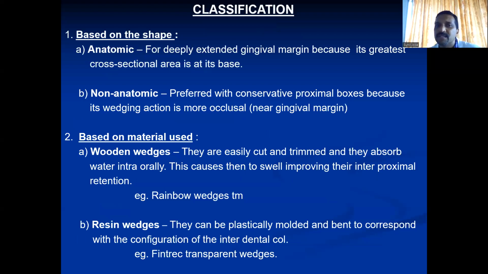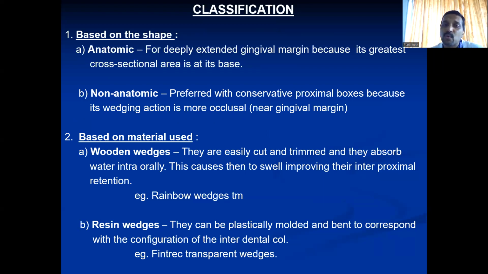Classification of wedges based on the shape. Anatomic wedges are used for a deeply extended gingival margin because the greatest cross-sectional area is at its base. Non-anatomic wedges are preferred with conservative proximal boxes because the wedge action is more crucial near the gingival margin.